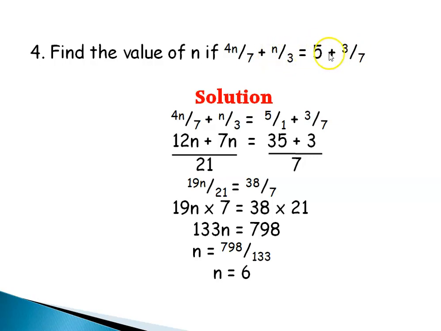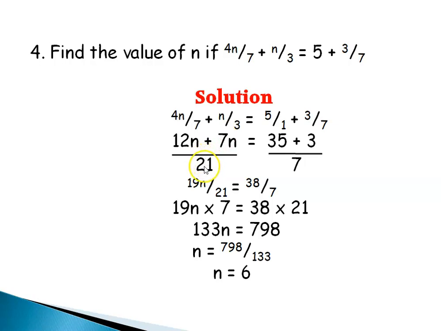Alright, if you look at this equation, it's more fractions, so we are going to have to look for the LCM at this point. But before then, let's collect the like terms. Bring the n to one side, the numbers to one side. So we have 4n over 7 plus n over 3 is equals to 5 over 1. Why are we making it 5 over 1? We want it to be in fraction form to make it easy to work with. Plus 3 over 7. Now what's the LCM of 7 and 3?